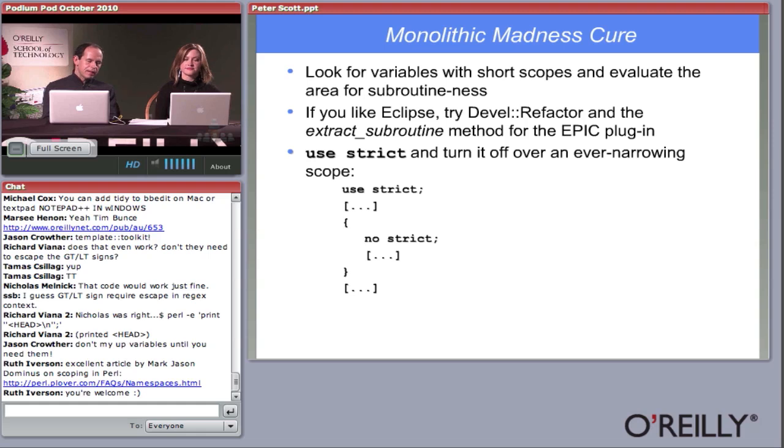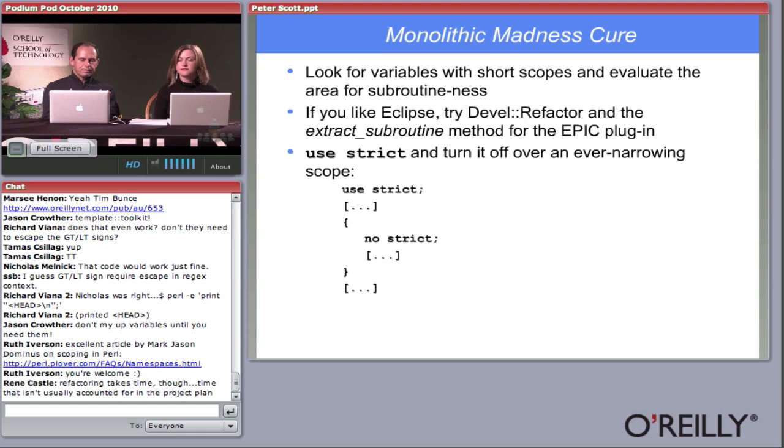I'm not an Eclipse fan, so I can't speak to the usefulness of that. Use strict, which every program should be using, is a great way of helping break this kind of thing up. And usually when you use strict on a legacy program, a zillion things break.